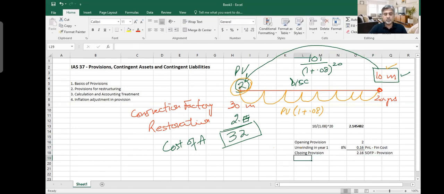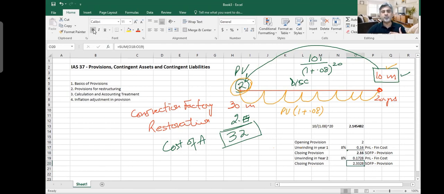In year 2, you do unwinding again, again at 8%, and this time you do it on this closing balance. Now it has become slightly bigger, and this becomes your closing provision. Again in year 2, the finance cost goes to P&L, and the closing provision goes to your SOFP. So you see that the value of the provision is increasing year over year. In the beginning, on day 1, it was 2 million. At the end of the first year, it is 2.16.